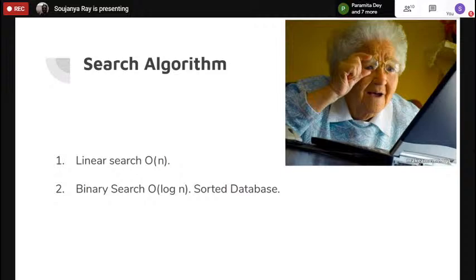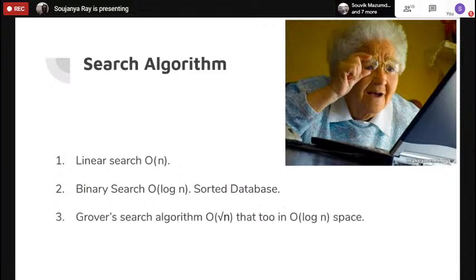So how does a quantum computer help us to speed this up? There was a man named Lov Grover. He invented something called Grover's algorithm, and he did this: you can store a database in O(log n) space and search it in O(root n) time. So this is a pretty good speedup and a pretty good conservation of space. And this is the algorithm that we will see today in detail.